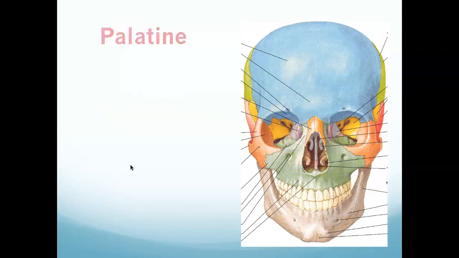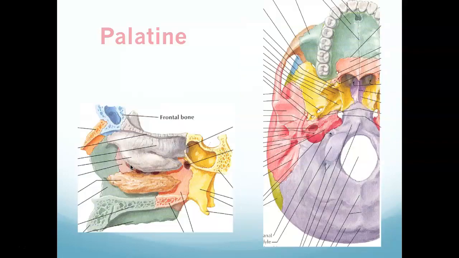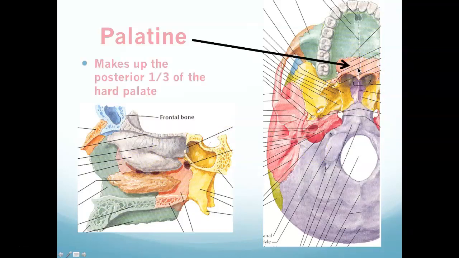Next we have your palatine bone, and this is quite an interesting bone because we can even see it within the orbit. You see it back in here, but really the best view of this is if you look at an interior view of the skull, you'll see that it makes up the posterior 1/3 of your hard palate. And this is another sagittal cut view, where you can see that it makes up that posterior 1/3 of the hard palate. What makes up the anterior 2/3 of your hard palate is going to be your maxilla.